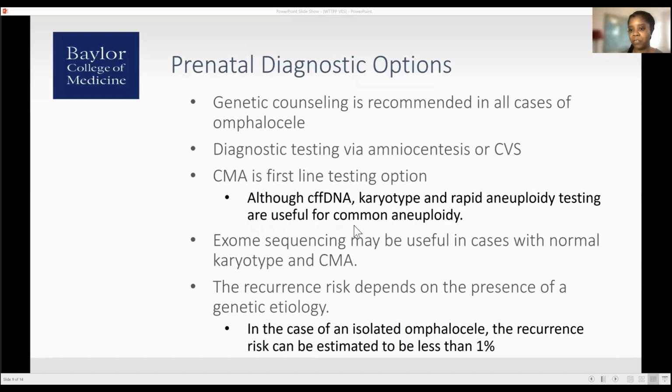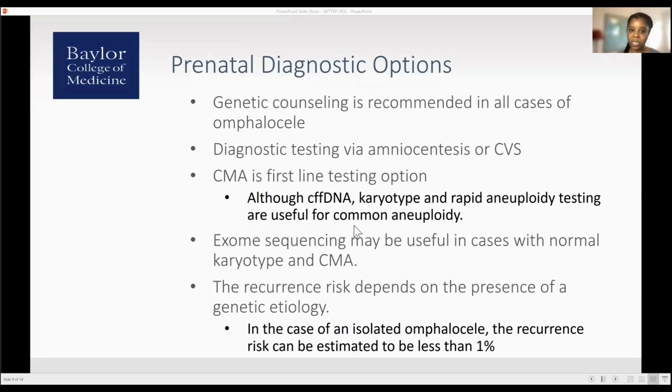Also, screening with cell-free fetal DNA or rapid aneuploidy testing may be useful as well to evaluate for common aneuploidies. However, in the instance of cell-free fetal DNA or rapid aneuploidy testing, postnatal follow-up would be recommended to evaluate for any clinically significant translocations that may impact our recurrence risk.